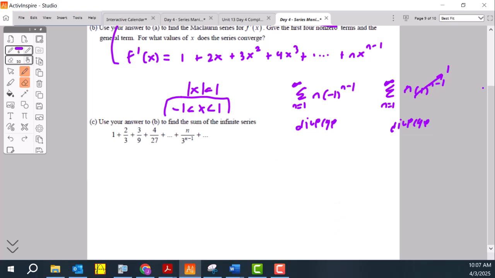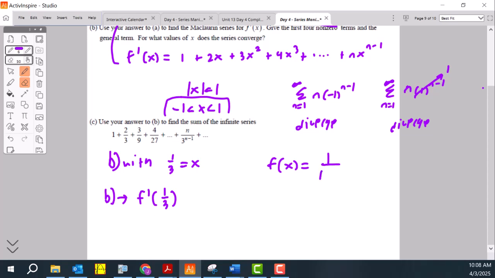Well, first and foremost, this looks like part B with 1/3 as the x. Well, part B was the derivative. So that means this is f prime of 1/3. Well, how does that help us? Well, we know what f of x is. f of x was 1 over 1 minus x. So if we can take the derivative of this and plug in 1/3, then we'll know what the sum is equal to.